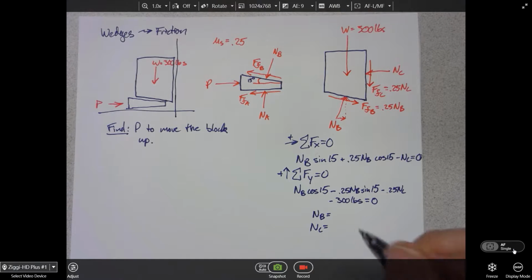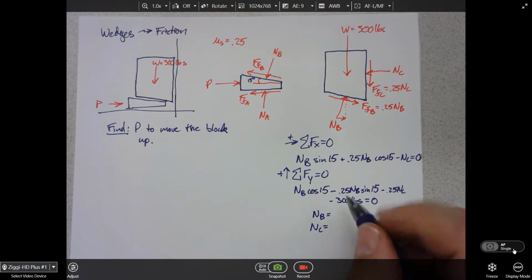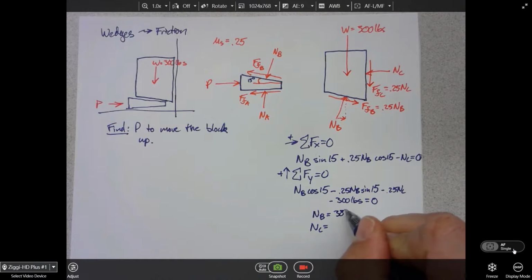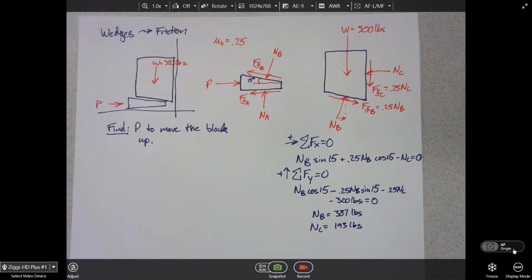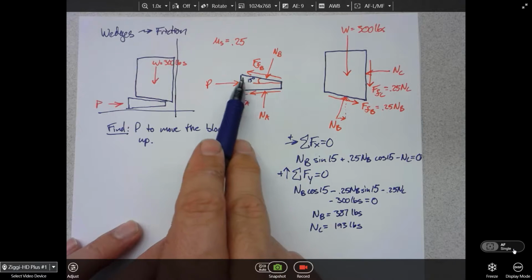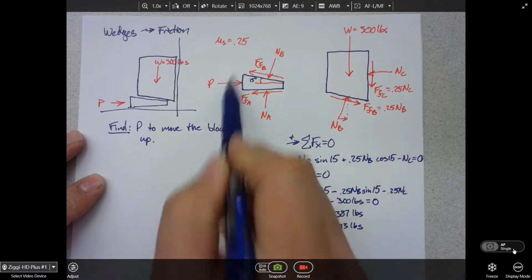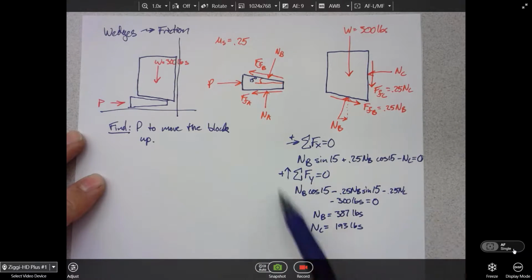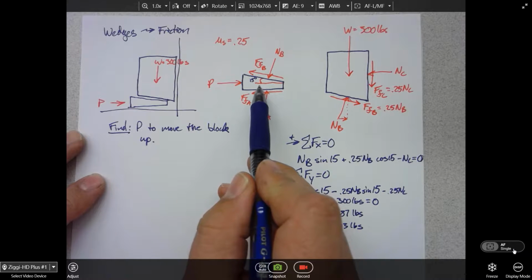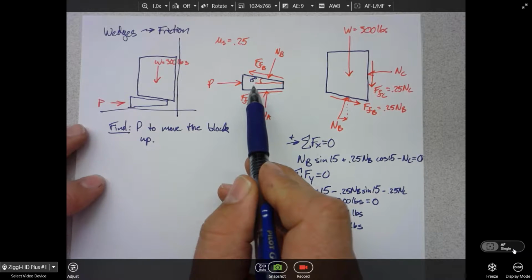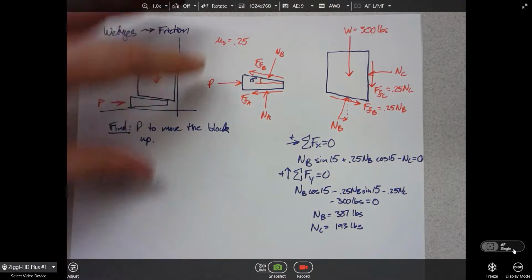Get an answer? What'd you get for NB? 387. And NC? 193. Okay. How does this help us? Well, now we know NB that this wedge has to provide. So now we still don't know P. We need to now put the information we gained from looking at the block into the wedge.